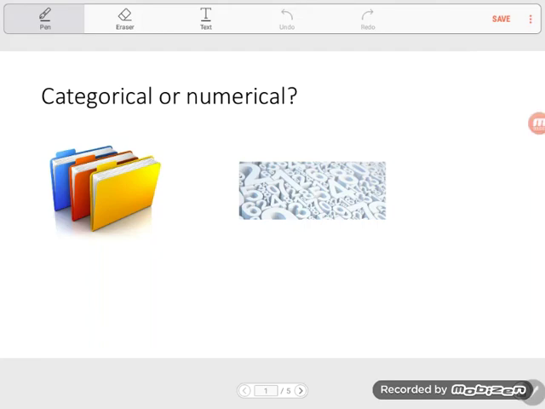Math students, in this video we're going to be looking at categorical and numerical data and how we tell the difference between the two. And furthermore, we'll be discussing how do we know if categorical data is nominal or ordinal, and when numerical data is discrete or continuous. So there are four data types we need to understand.